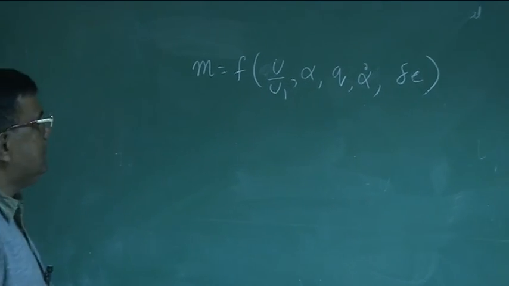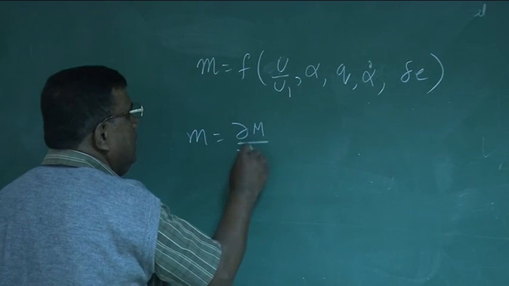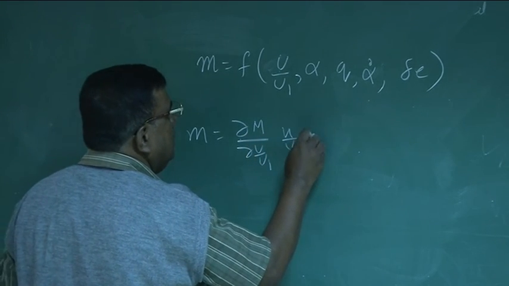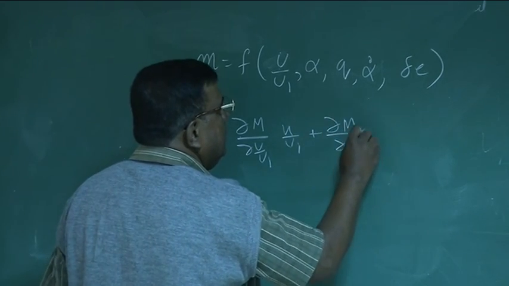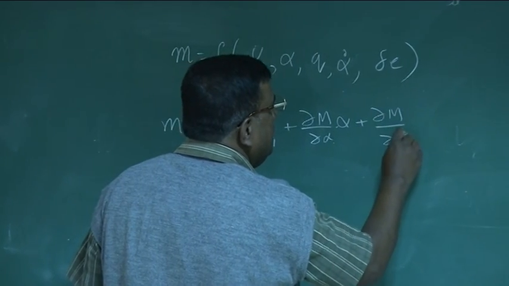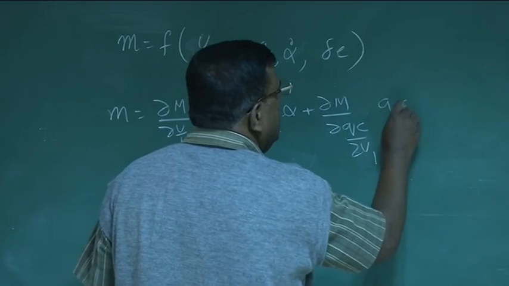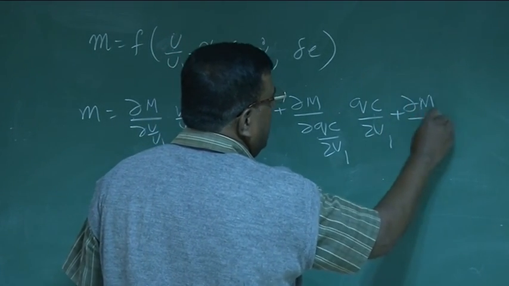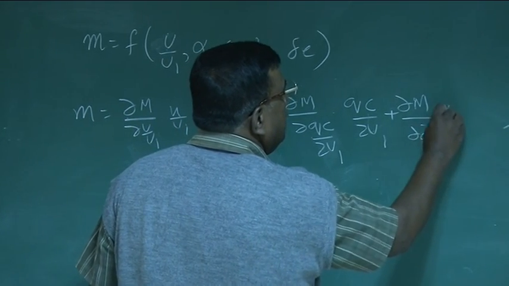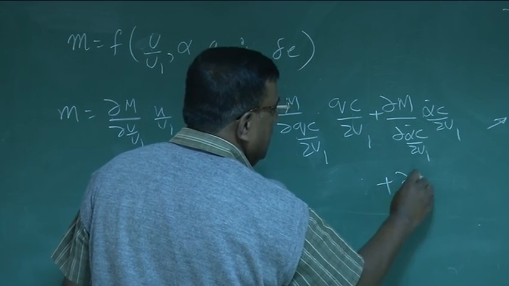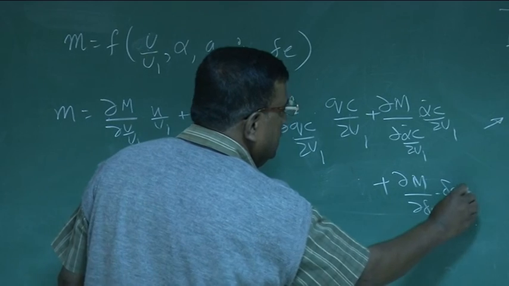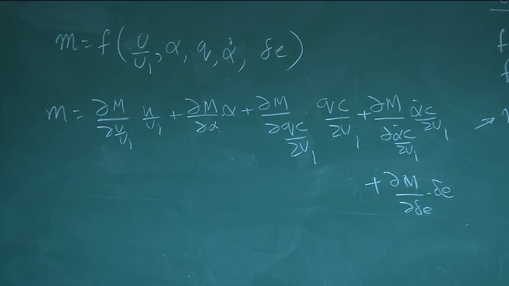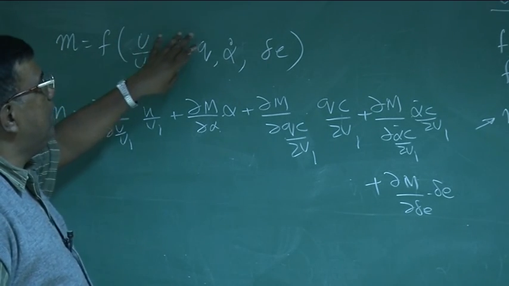Okay? What is next? So M you write as dM by d(u by u1) into u by u1, plus dM by d alpha into alpha, plus dM by d(qc by 2u1) into qc by 2u1, then dM by d(alpha dot c by 2u1) into alpha dot c by 2u1, plus dM by d delta E into delta E. Okay, this is the expression for postulating the pitching moment, which is a perturbed pitching moment, and the assumption is this pitching moment will depend upon perturbed u, alpha, q, alpha dot, delta E.